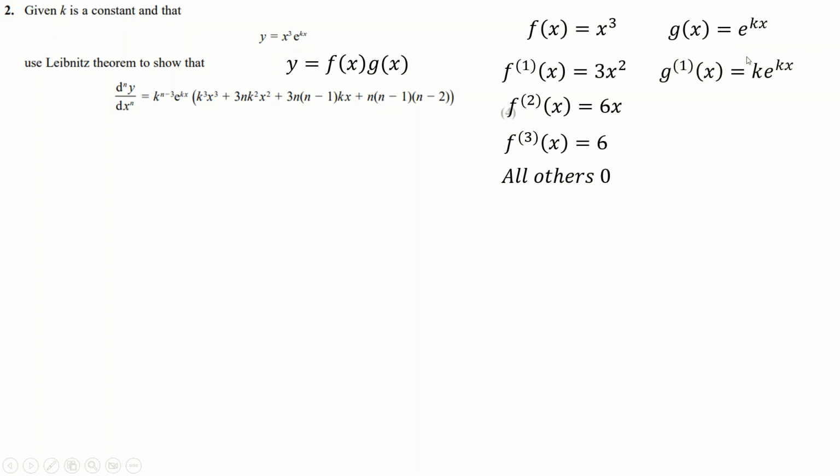This one's nice and easy as well. You just bring the k down, that's the first derivative. Second one, you do it again to make a k squared, and third one is k cubed, and so on, and so we just get this result in the end as well, which is quite useful. And now show this thing here.